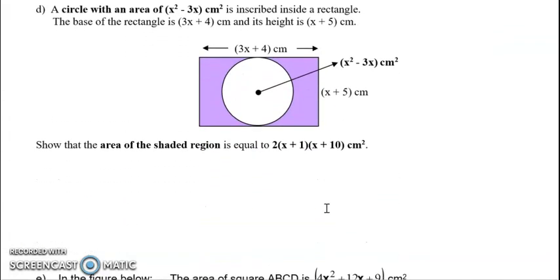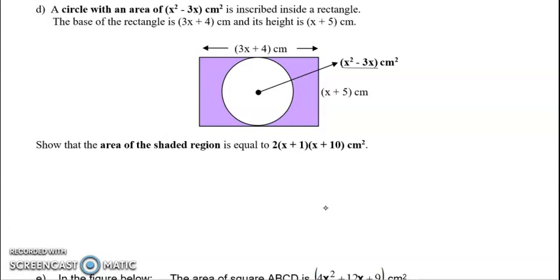Letter D. Now this one looks scary because it's got a circle in it. I don't know why that's put in there. It's just to scare you, I think, because we're not using pi r squared or any sort of formula like this. It asks you, the circle with an area of x squared minus 3x, so the area is already given, is inscribed, which means it's put right inside the rectangle.